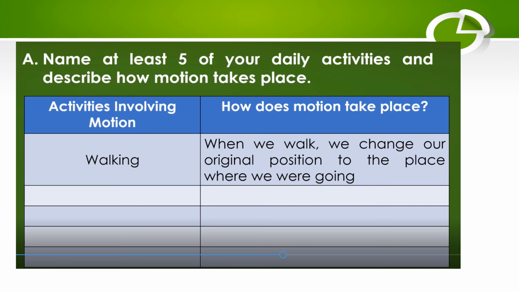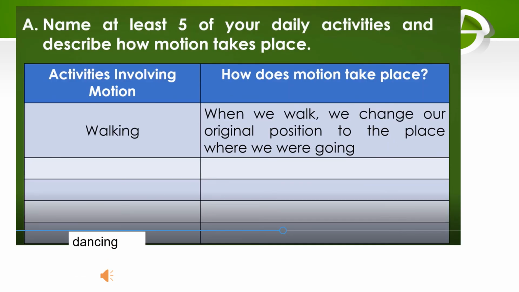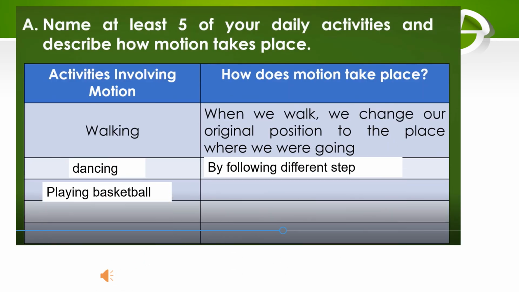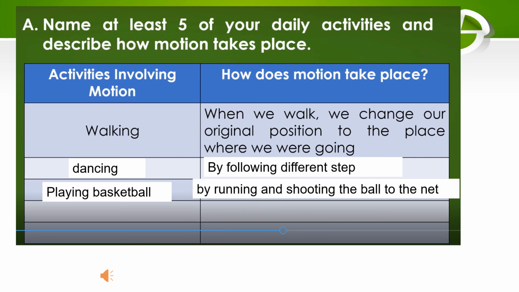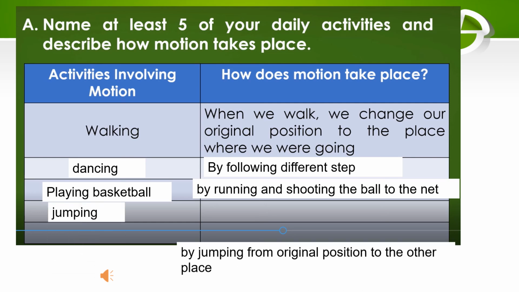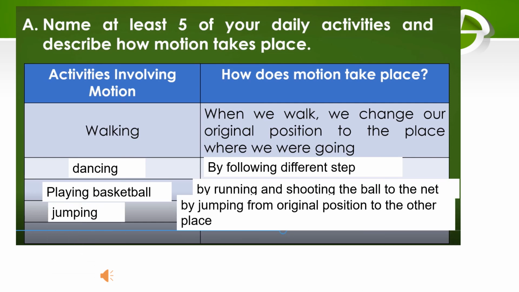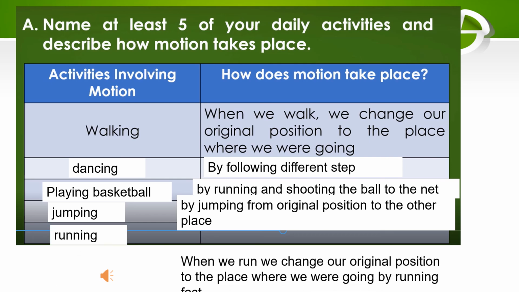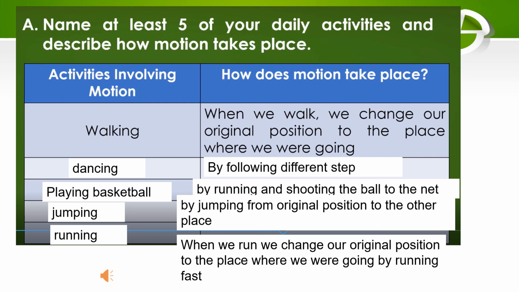Okay, time to check your answer. I have here a possible answer to this activity. So, dancing by following different steps. So, playing basketball by running and shooting the ball to the net. So, jumping, by jumping from original position to other place. And last, running. When we run, we change our original position to the place where we were going by running fast. Okay.